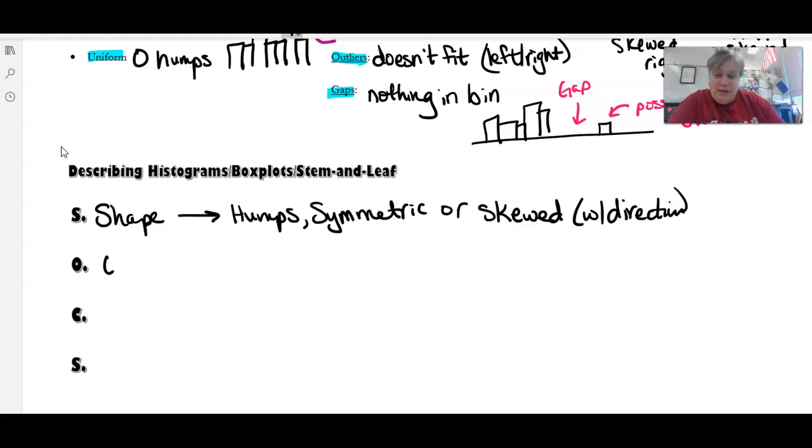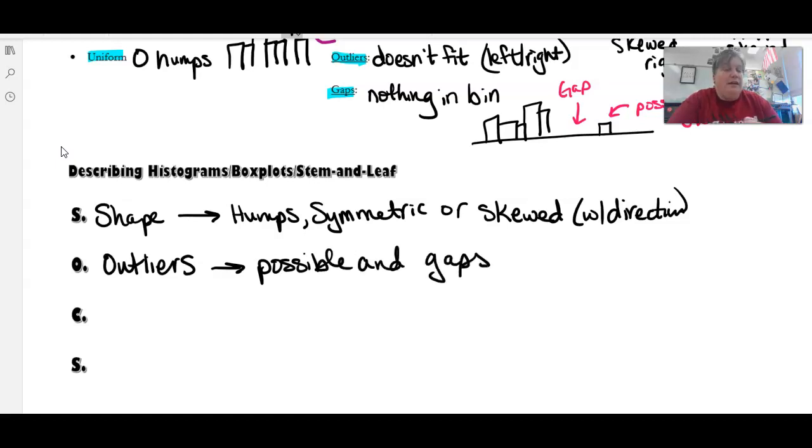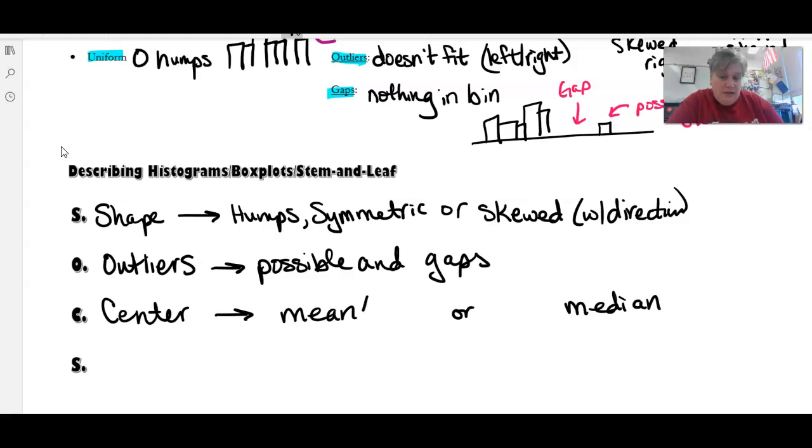Okay, so the O stands for outliers. And for this one, you're going to talk about possible outliers and gaps. On a box plot, you can say there are definite outliers. On a histogram, you're going to say possible outliers. Okay. C stands for center. Now there are two centers: there is the mean or there is the median. Okay, and I put a lot of space here because you will use the mean if it's symmetric.